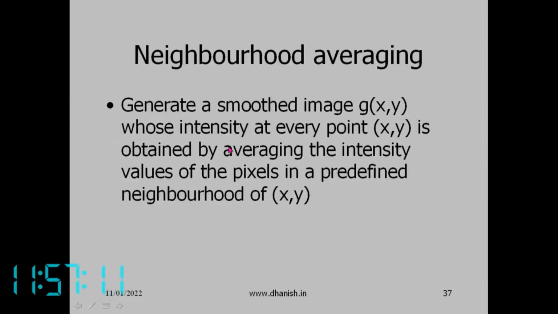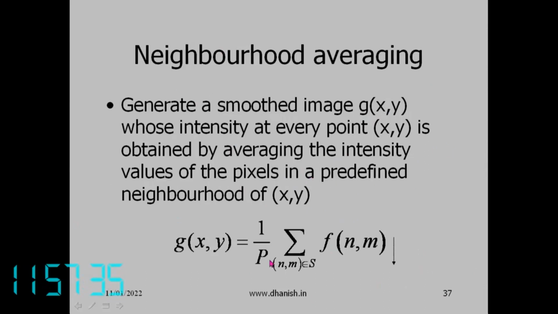So neighborhood averaging generates a smooth image g(x,y) whose intensity at every point (x,y) is obtained by averaging the intensity values of the pixels in a predefined neighborhood of (x,y). So replace the intensity at any pixel by taking the average of all the pixels, including that pixel and the neighborhood. So the result is the neighborhood average. The g(x,y) is f(n,m), such that (n,m) belongs to some neighborhood, and then take their average divided by the total. That is a neighborhood average.